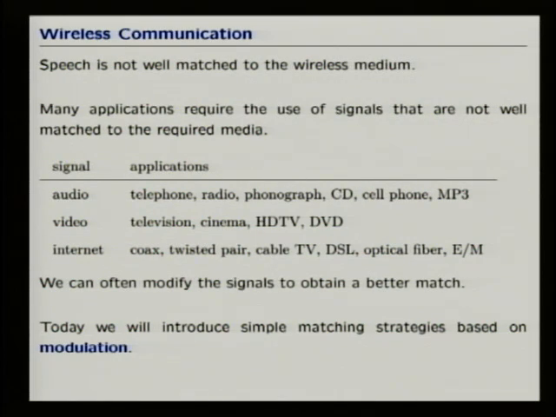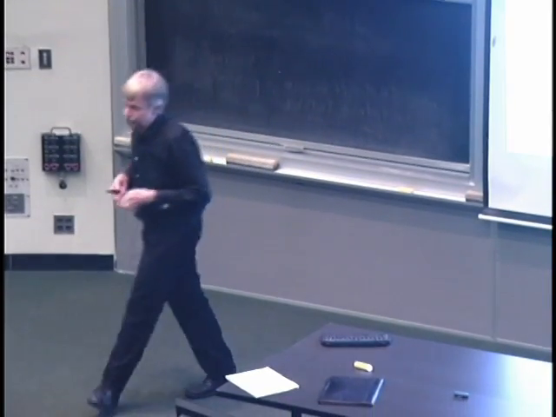If you try to have a signal of interest transmitted over a medium or stored on some sort of medium, it is generally the case that there's a matching problem: the characteristics of the medium don't match the characteristics of the message. So part of communications engineering is coming up with a coding scheme that matches the characteristics of the message to the characteristics of the medium. Today I'm going to talk about some matching schemes based on modulation.